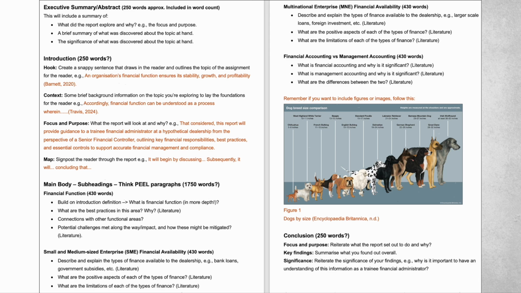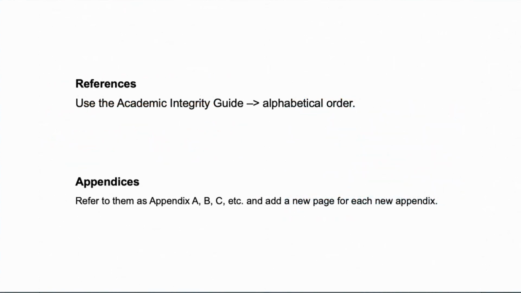Then we move to the references. We know they need to be in alphabetical order, and we know you need to use the Academic Integrity Guide to create them. And finally, if you need to use an appendix, each appendix will go on a separate page and they are labelled A, B and C.